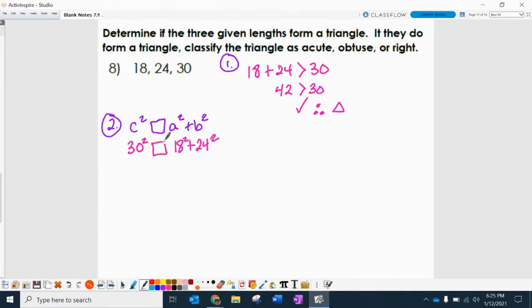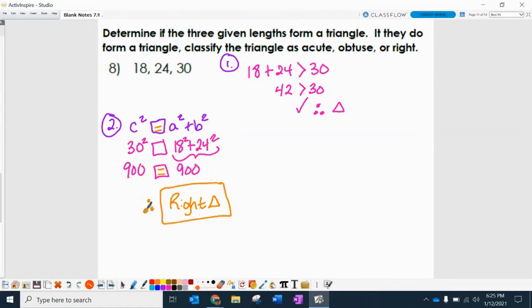Okay, so how are they going to compare? Well, 30 squared is 900. And how does that compare to 18 squared plus 24 squared? If you do that at one time in your calculator, 18 squared plus 24 squared is 900. So how do they compare? They're equal. C squared equals a squared plus b squared. So what does that mean? Therefore, what kind of triangle is it? It's a right triangle. That's our Pythagorean theorem, that a squared plus b squared equals c squared. That's only true for right triangles. So this must be a right triangle. Awesome.